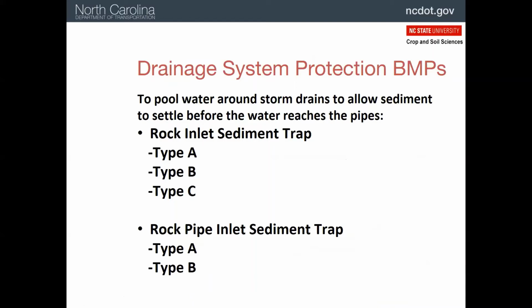Okay, so we saw that slide in the very beginning talking about what happens when sediment gets into pipes. And that could be storm drains, it could be culverts, and we're going to need to try to do something to keep that from happening. So we have some options for inlets to storm drains, and we also have some options for culverts.